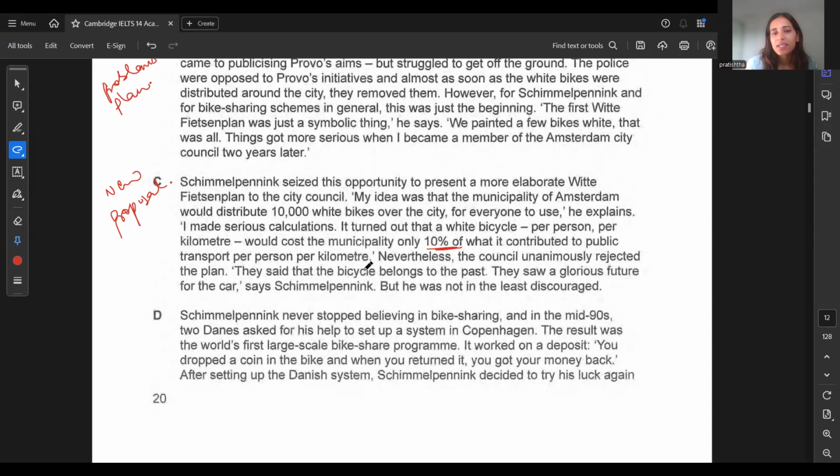They rejected the plan. They said that the bicycle belonged to the past. They saw a glorious future for the cars, so the bikes are in the past.